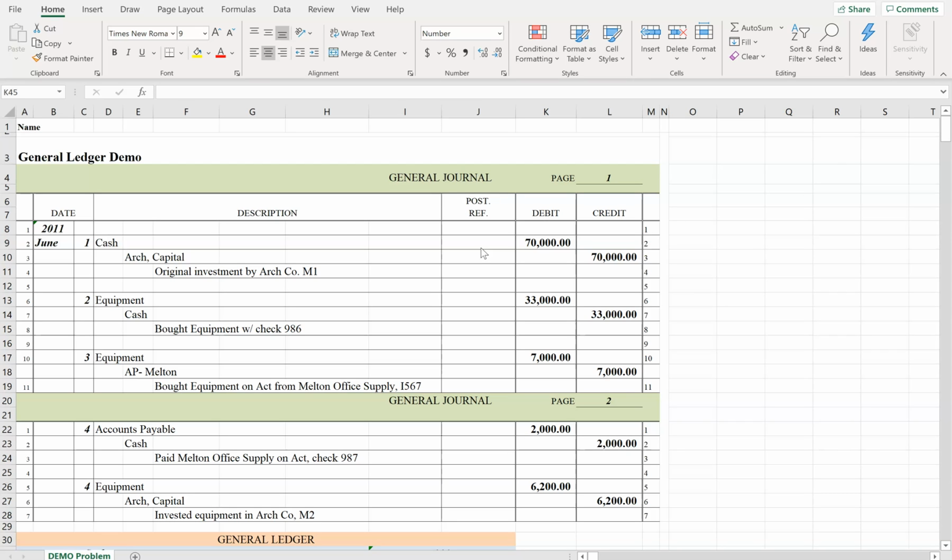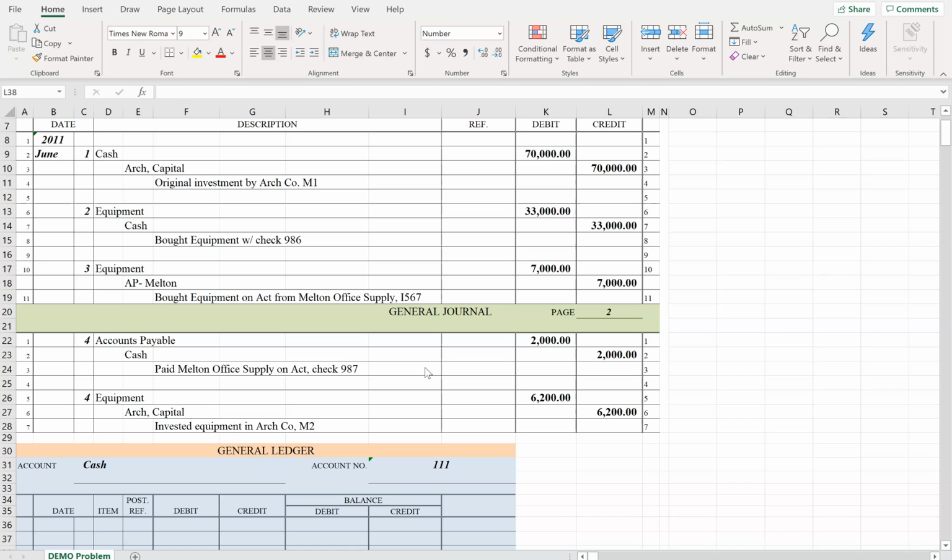We start with the first transaction on June 1st. We see we have a debit to cash and a credit to capital. What we do is we take it one line at a time. So a couple things to point out that you need to know. You need to be aware of the page number that each of these transactions occur on. So the first 3 transactions occur on page 1 of the general journal, and the second 2 occur on page 2. That's going to be important when we're posting down into the ledger. Okay, so let's go down. We'll start with cash. We'll find the cash general ledger. Here it is.